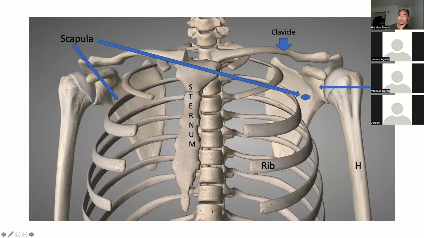And the sternum, which is our chest bone, in front of our chest in the midline. And these are the ribs. So I hope it is not too difficult.